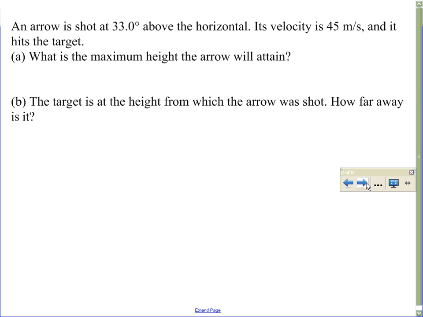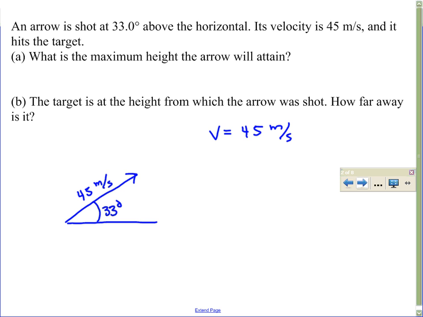So we have an arrow. It's shot at 33 degrees, and its initial velocity is 45 meters per second. So I'm going to list V as 45 meters per second. My angle is 33 degrees.